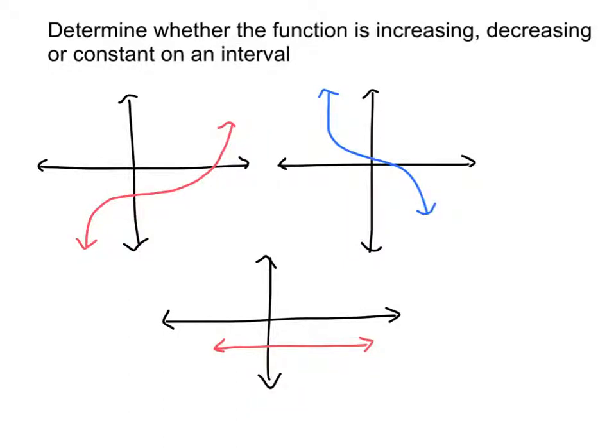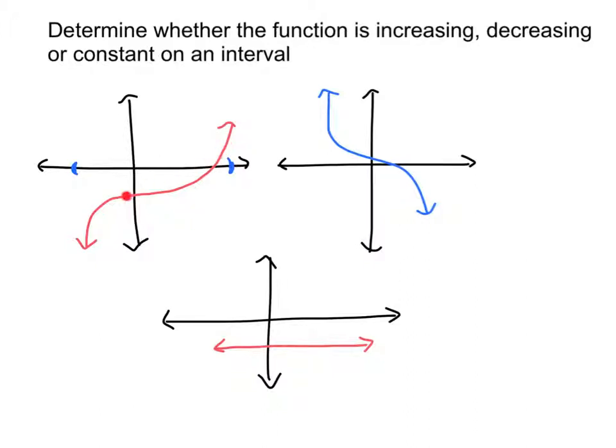In this video, we're going to talk about how to determine whether a function is increasing, decreasing, or constant on a particular interval. So I have 3 examples here, so let's go through them. Say I were to choose this interval, basically the entire graph that I've shown here. Is this function increasing or decreasing on that interval? Well, it's increasing, okay?